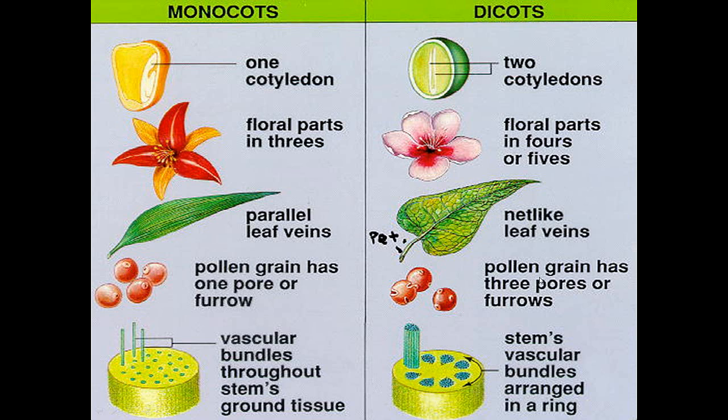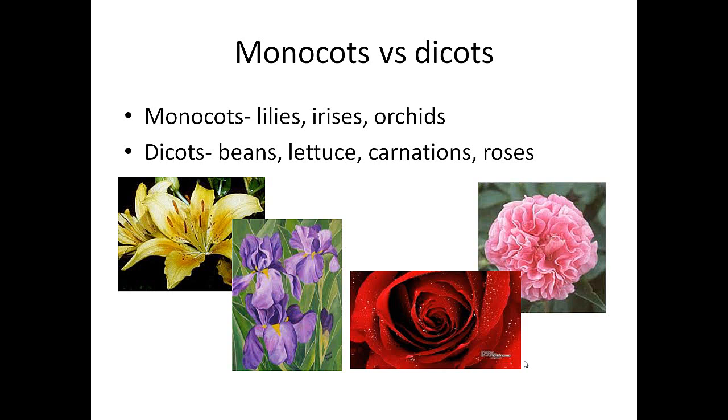If you cut a stem of a monocot versus a dicot, the xylem and phloem, as you see in the left picture for monocots, is bundled and spread throughout, whereas a dicot's vascular tissues are bundled in a ring. It kind of looks like an orange slice. Examples of monocots include lilies, irises, and orchids, whereas dicots include beans, lettuce, carnations, and roses.